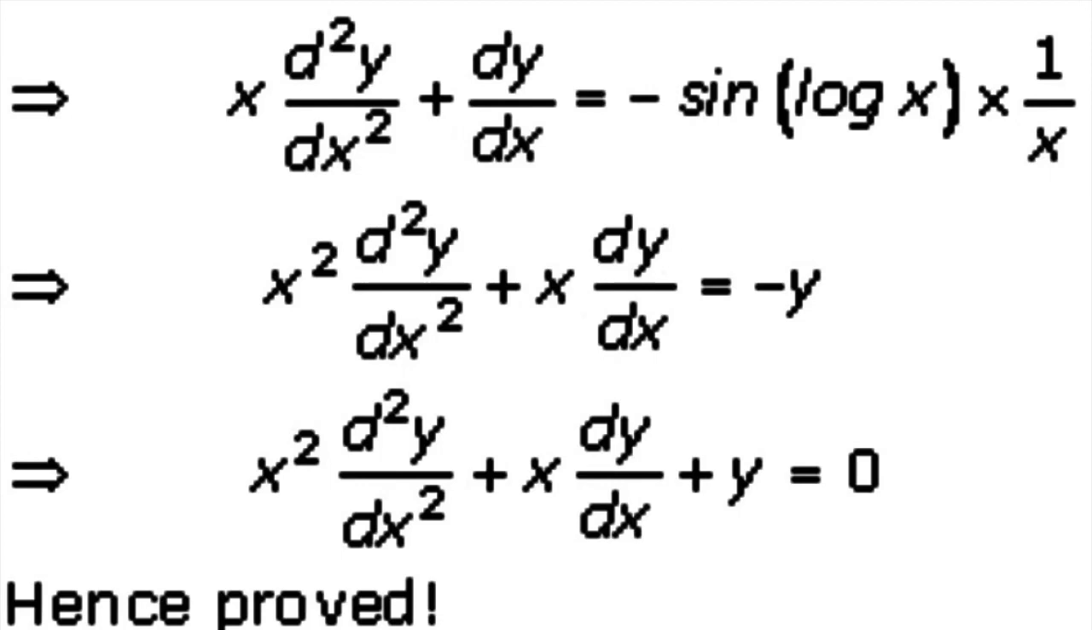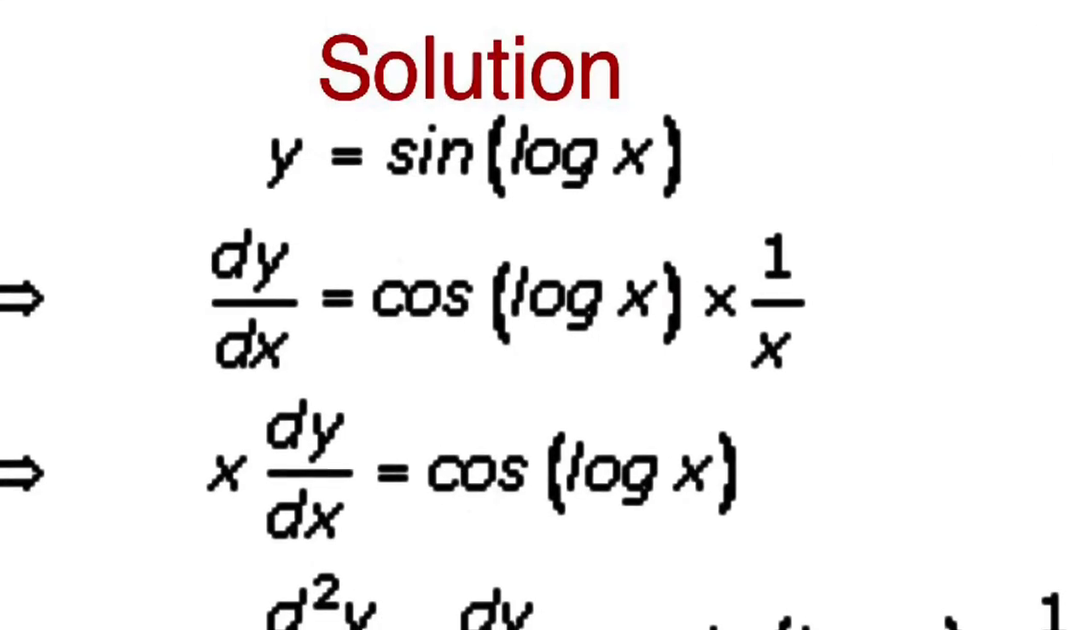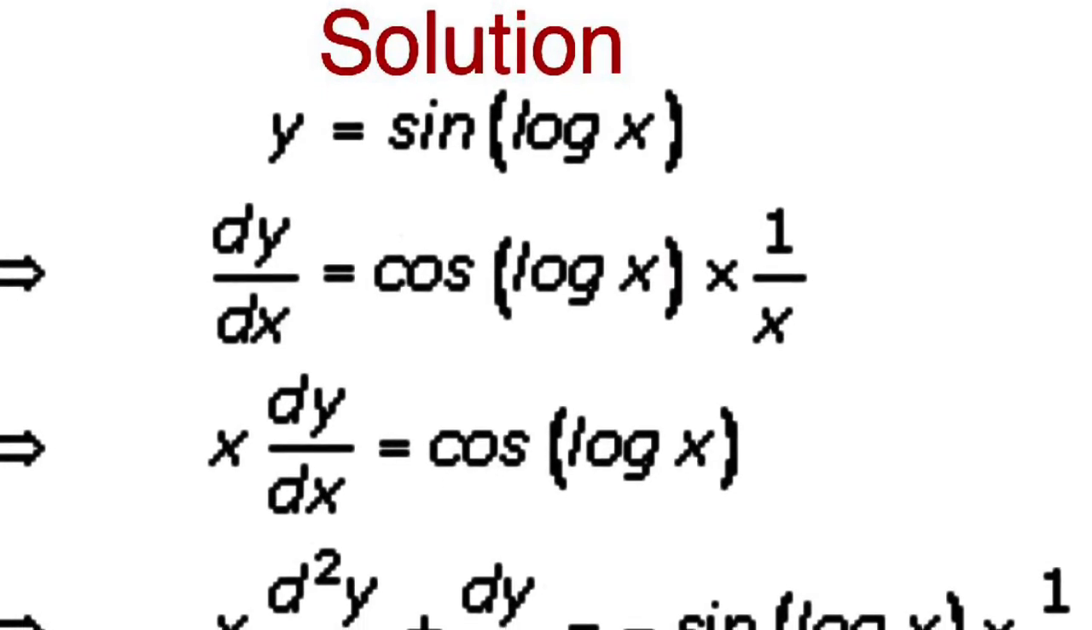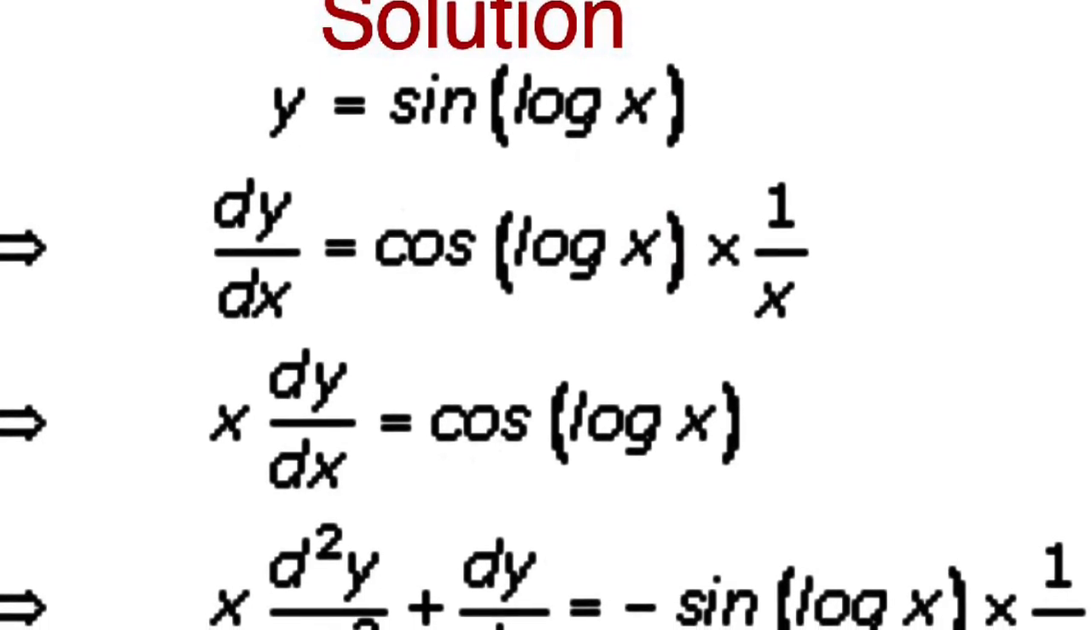Now in the next step, we are going to transfer minus y to the left hand side. So we will get x square into d square y upon dx square plus x into dy upon dx plus y equals to 0, which is your required answer. So students, take a look at this particular solution once again.